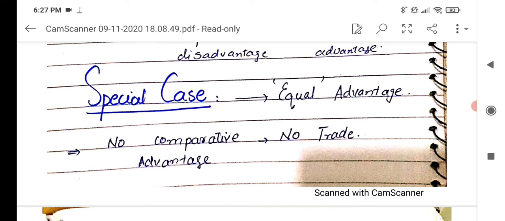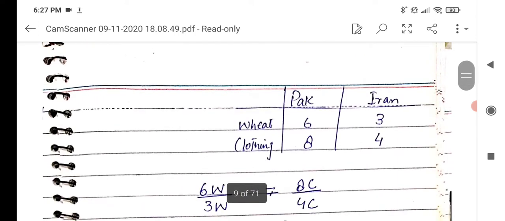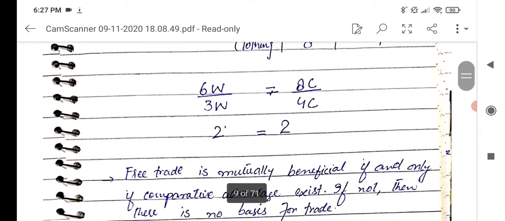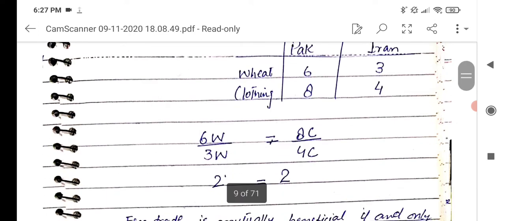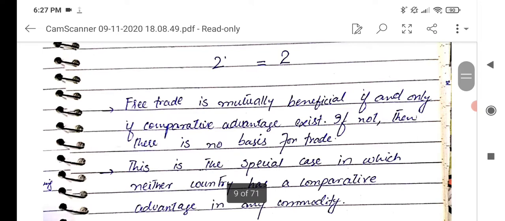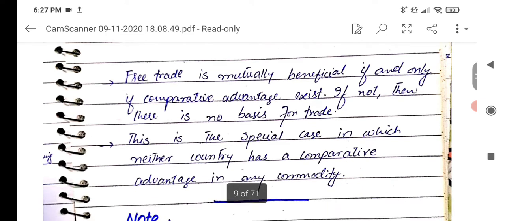This is the main point: if a country has equal advantage in both goods, for example if the UK produces 4 units and the USA produces 4 units, then there is no possibility of trade. Here we can say that if Pakistan produces 6 units of wheat and 8 units of clothing, and Iran produces 3 and 4, then we compare these and 2 equals 2. Free trade is mutually beneficial if and only if comparative advantage exists. If not, then there is no basis of trade.